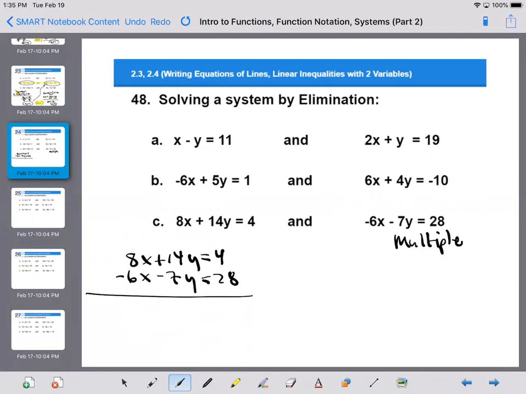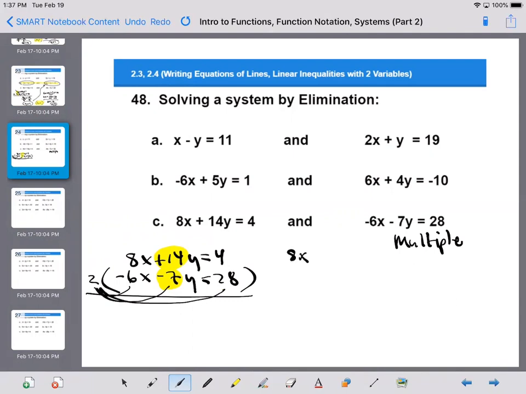Now what I'm going to choose to do is make the y coefficients 14, positive 14 and -14. So since this one's already positive 14, I need to multiply this second equation by 2. Why? Because 2 times -7 is -14, and that will then allow me to eliminate my y values. So I have to multiply everything in that second equation by 2.